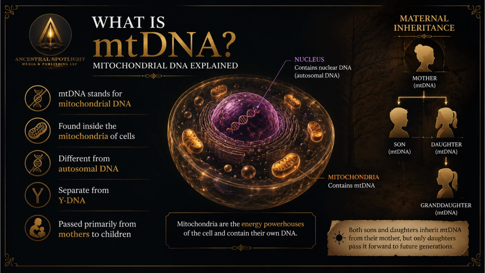Most DNA people think about is nuclear DNA, which sits inside the nucleus of the cell. Mitochondrial DNA is different. It exists inside tiny structures called mitochondria, which help produce energy for the cell. Unlike autosomal DNA, both sons and daughters inherit mtDNA from their mother, but only daughters pass it forward to future generations.